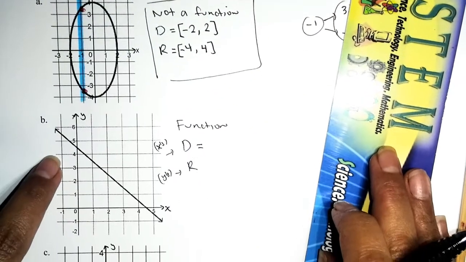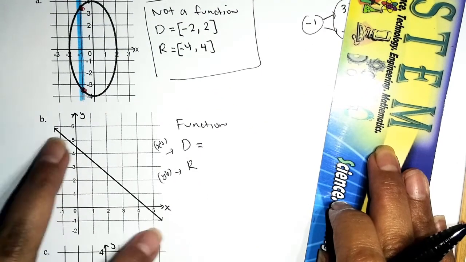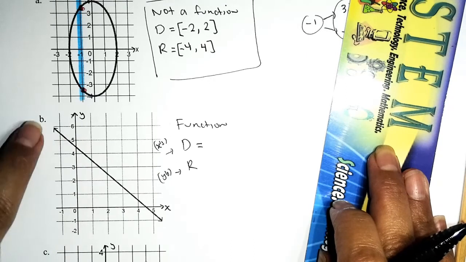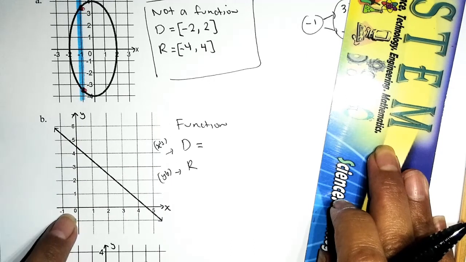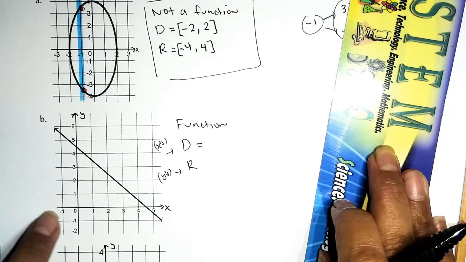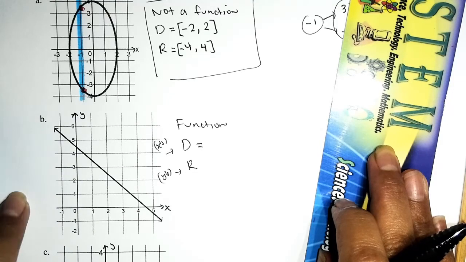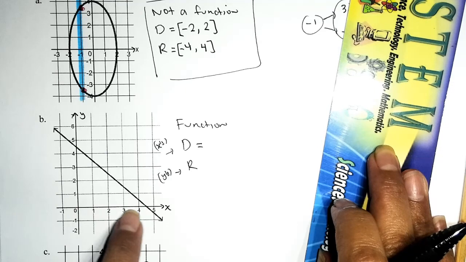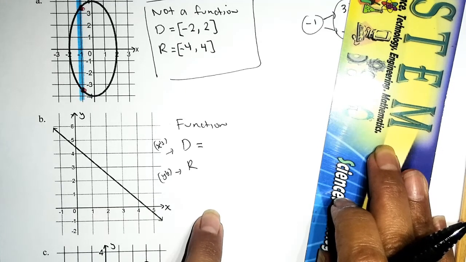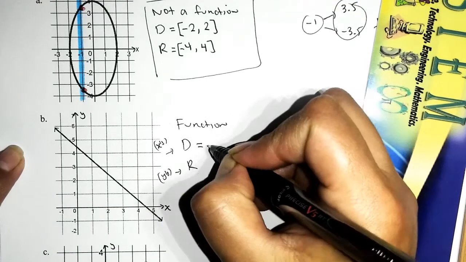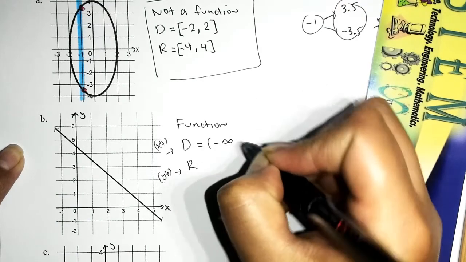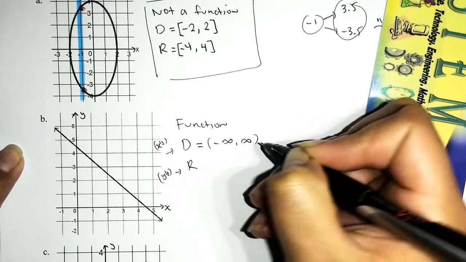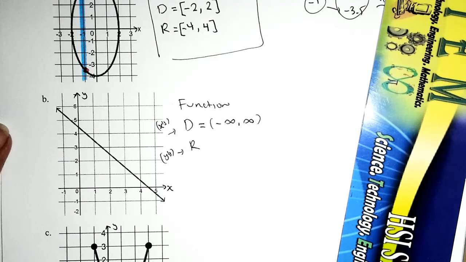But for B, we have a line, so the line is going forever in both directions. So we don't have a specific starting point for the x value. But we know that although we can't see it, x equals -2 is on this graph, x equals -3 is on this graph. So we're going to grab all the negative x values, and then go all the way to all those positive x values. So in interval notation, we have the interval from negative to positive infinity. Fantastic. What about the range?